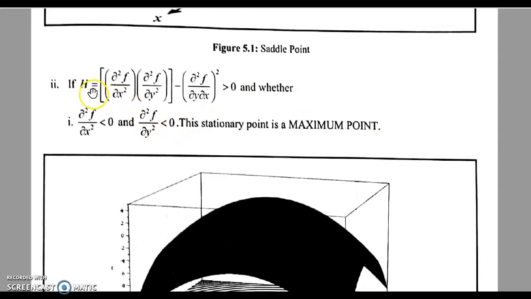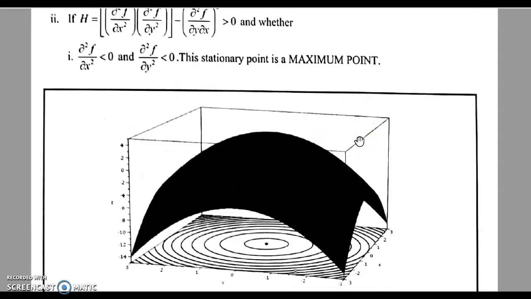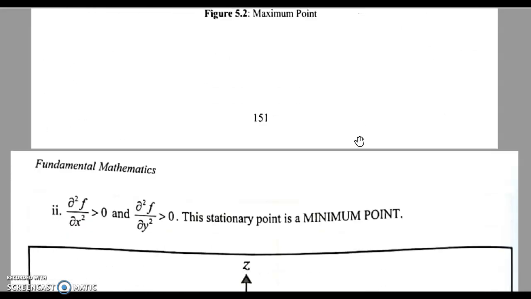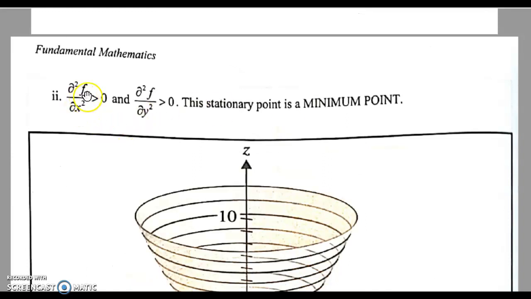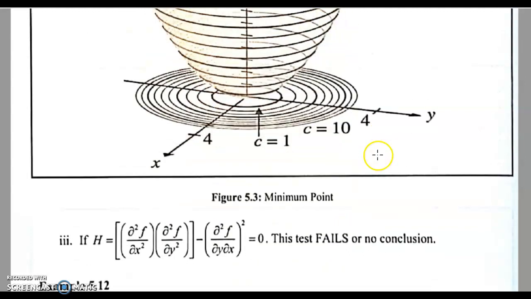If the Hessian is more than 0, and we look at the second partial derivatives, and both of x and y are less than 0, the stationary point is known as a maximum point. We will talk more about that later. And if the second derivatives of x and y are more than 0, the stationary point is known as a minimum point. And if the Hessian is equal to 0, the test fails, or there is no conclusion.